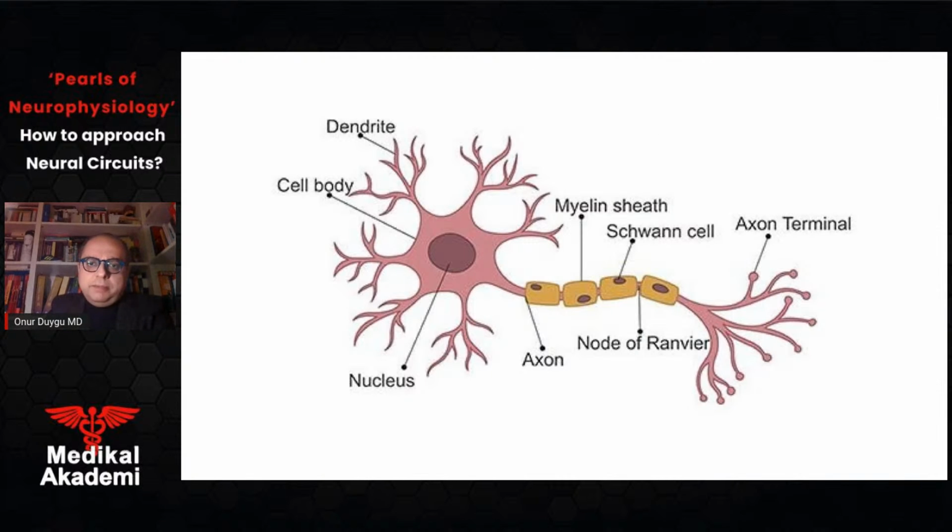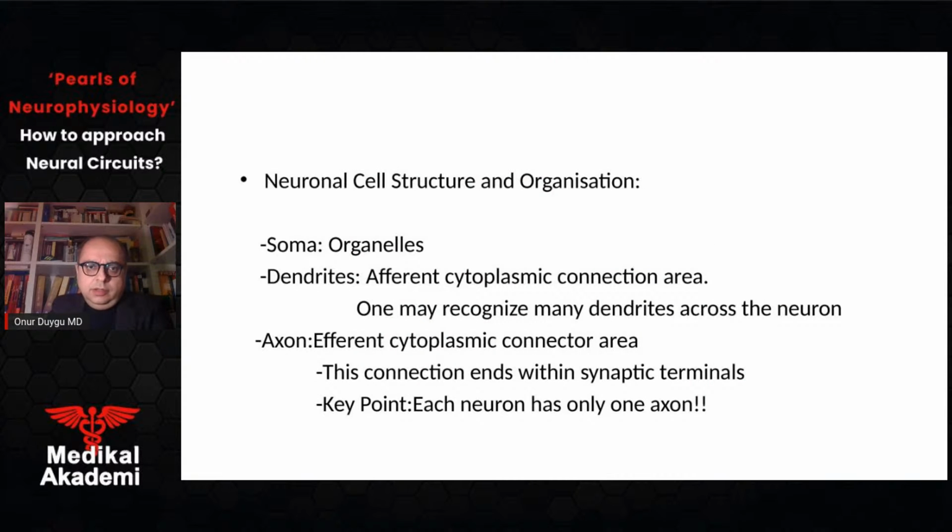This is the main shape of a neuron cell. You see here the dendrites, the cell body, and the nucleus in the middle of the cell, and a myelin sheath that protects like an envelope, an axon, and nodes of Ranvier along the axon, and one Schwann cell. The axon terminal is a very important area that I will expand on in the following slides.